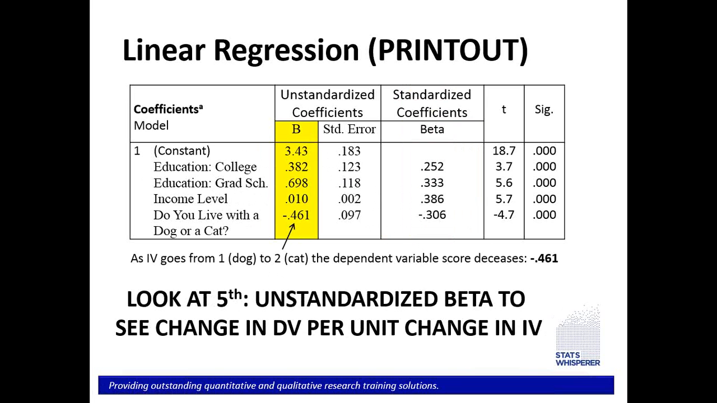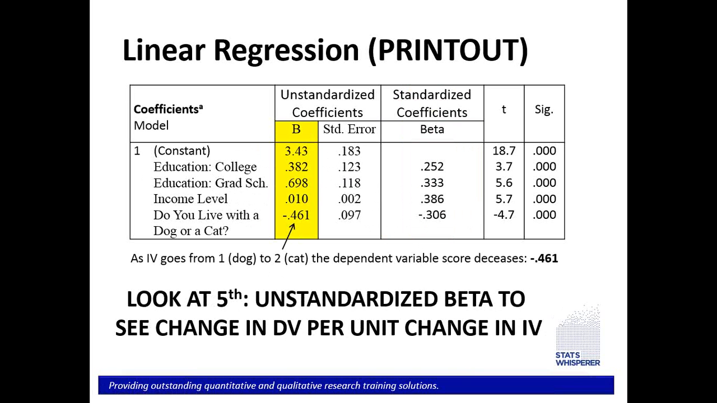Now, fifth, we can look at, and we looked at this before to see the directionality, but we could look at the unstandardized beta to see the degree of change in the dependent variable per unit change in the independent variable, or one of the covariates. But here we're looking at the independent variable. So what the unstandardized beta says is, as the independent variable or predictor increases in units, for example, from 1 to 2 to 3 to 4, what's the change in the dependent variable, right?